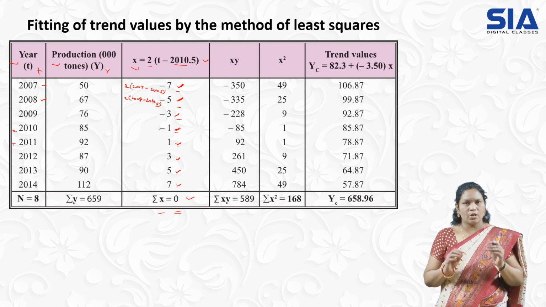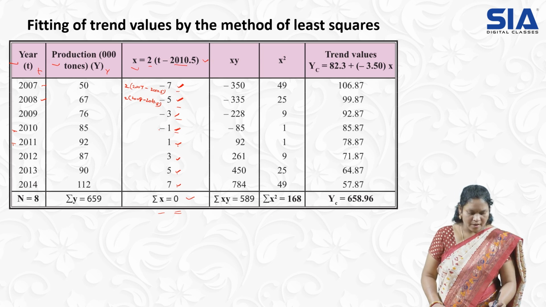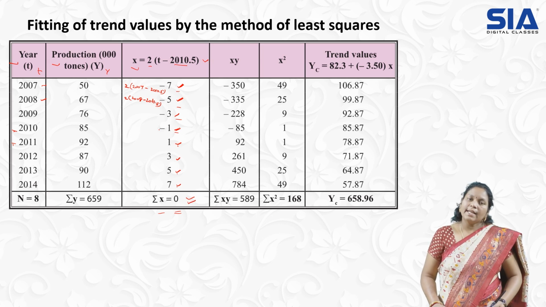Okay, so here we got our x value. Summation x should always be 0. Then I have achieved my summation x as 0. Now let us go for obtaining all the other columns.